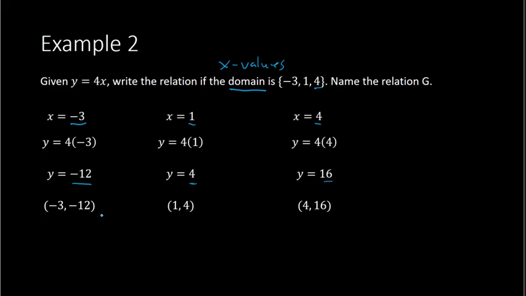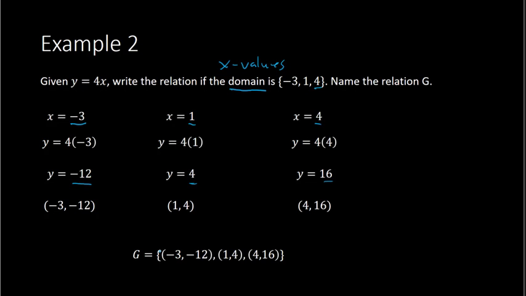So here we have 3 ordered pairs, and the instruction said to write the relation, which a relation is simply a set of ordered pairs. So put it all together, write it in one statement. We have negative 3, negative 12 as one ordered pair, comma, the next one is 1, 4, comma, and the third one is 4, 16.